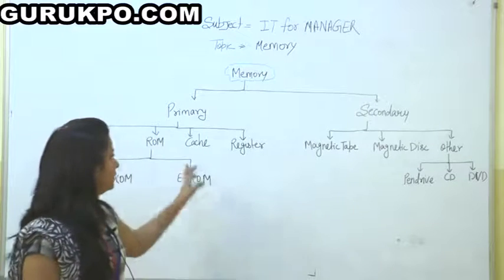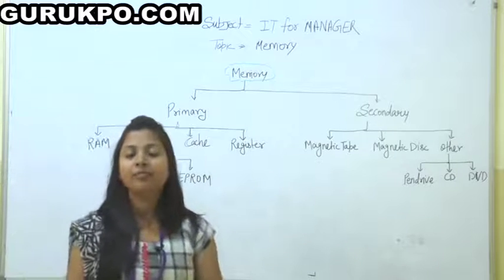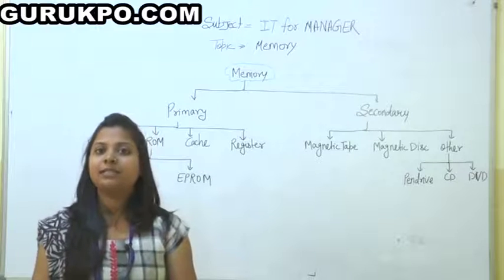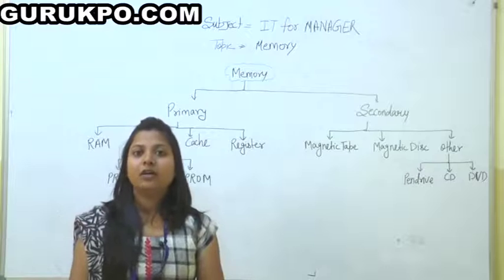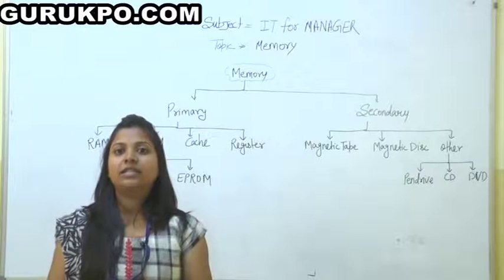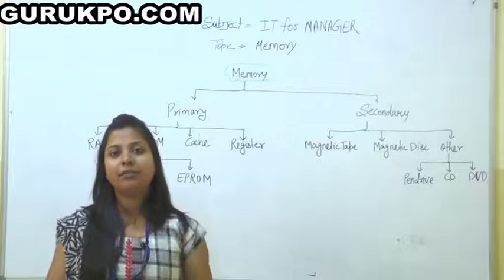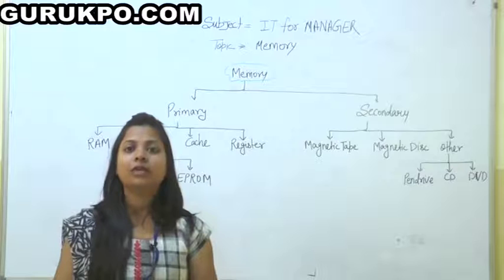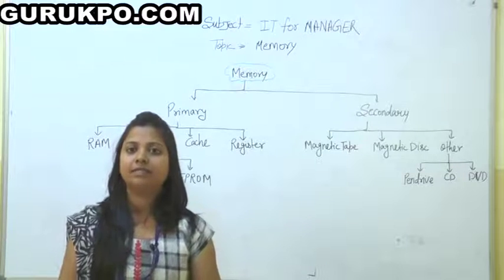Now we talk about RAM. RAM, the full form is random access memory. As the name suggests, those instructions and programs that are stored in a computer can be randomly accessed from anywhere and can be stored anywhere in a computer. That's why it is called random access memory.